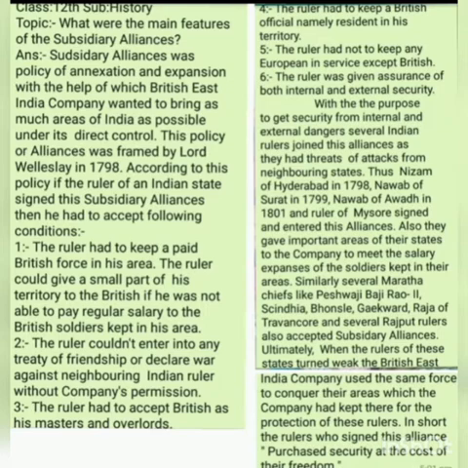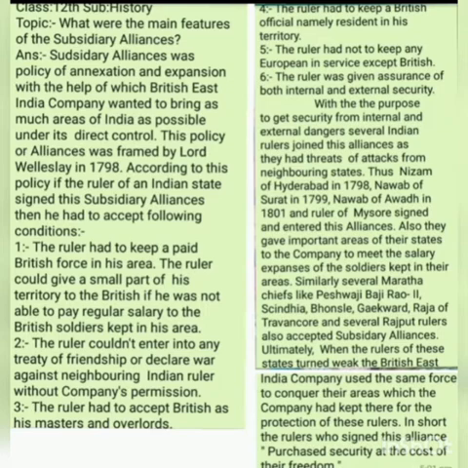Number one, the ruler who accepted this alliance had to keep a paid British force, a contingent of the British army, in his territory, and pay salary to that army. If the ruler was not able to pay salary to these British soldiers kept in his area, then he had to give a part of his territory to the British East India Company as compensation for paying the salary to the soldiers stationed in his area.